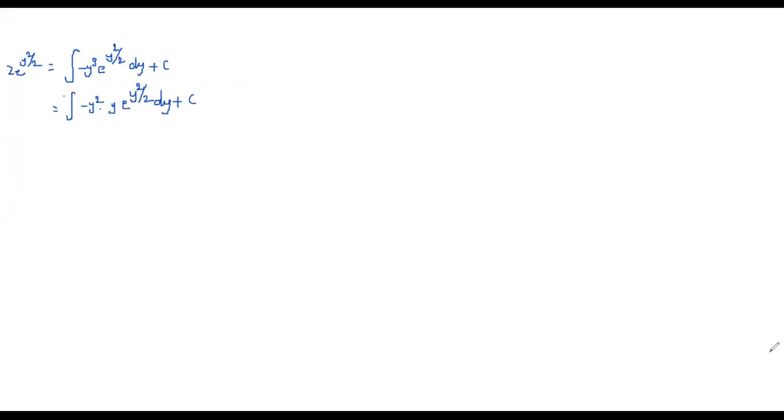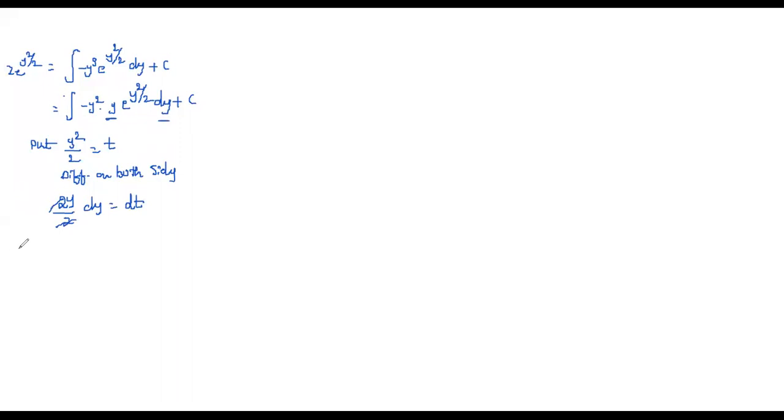Okay, now for simplification this is what we can do. Put y square by 2 is equal to t. Differentiating on both sides, we get 2y by 2 dy is equal to dt. Here the 2s cancel, so in place of y dy we can write dt.